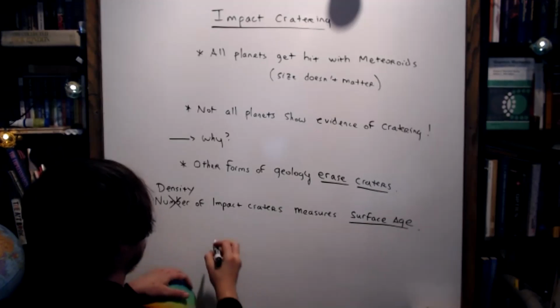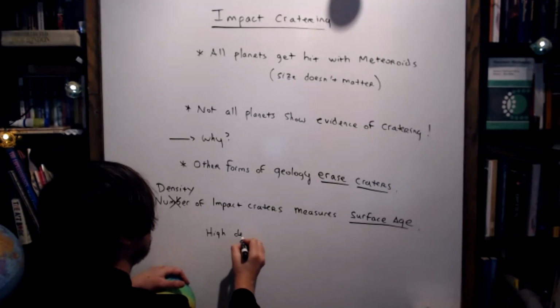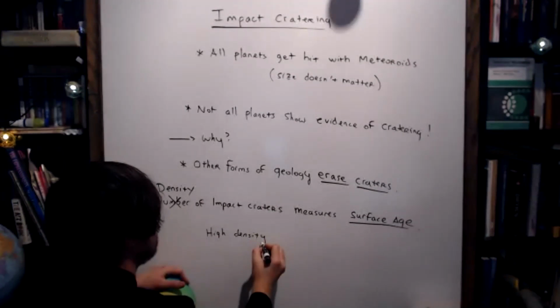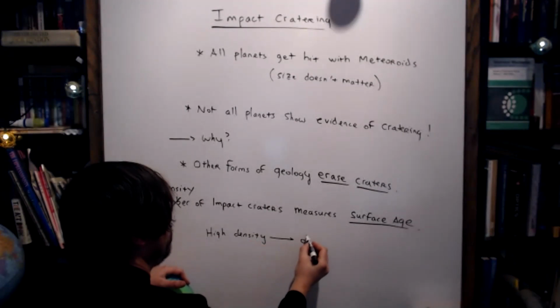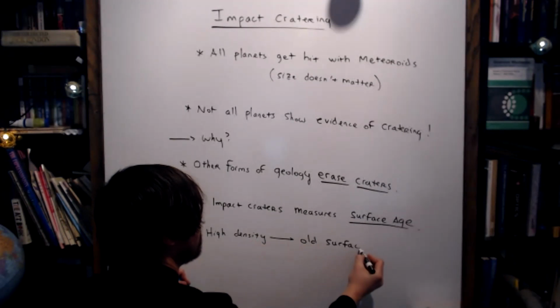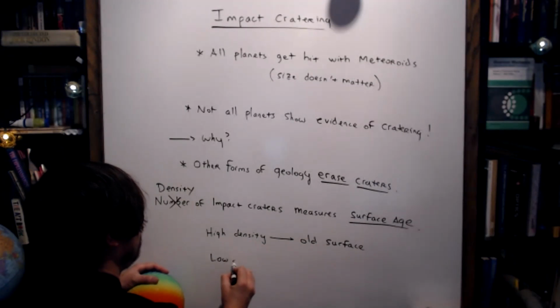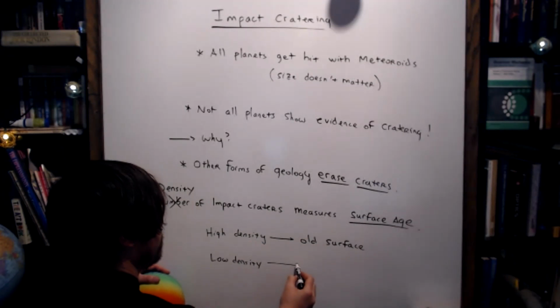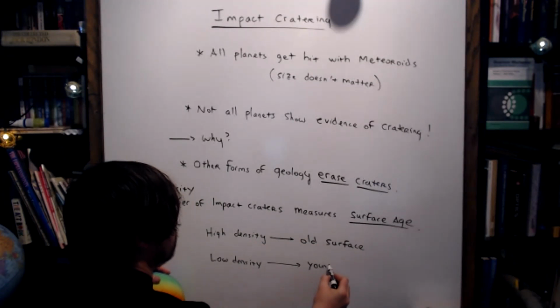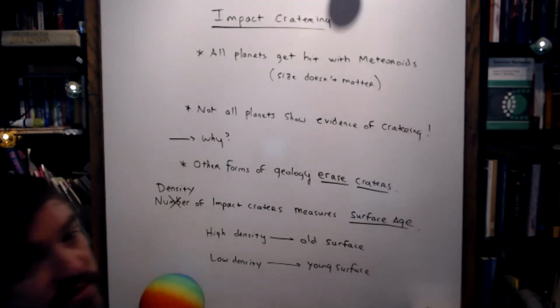So in other words, if you have a high density of craters, that means you have an old planetary surface. If you have a low density of craters or no craters, that is a young planetary surface.